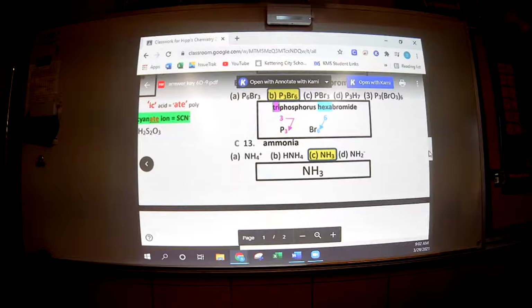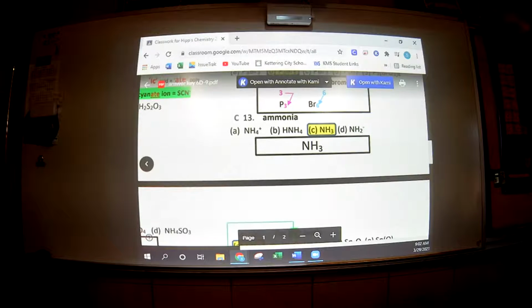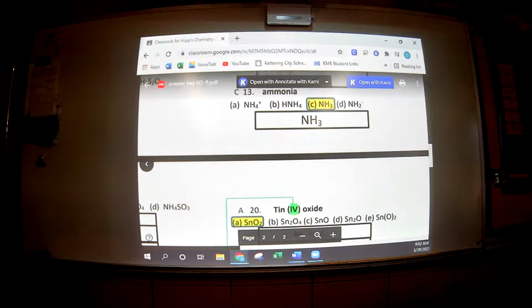Number 13's a tough one. What did you have to do on 13? This is one, sort of like water. Water's not called dihydrogen monoxide, H2O. It's called water. Ammonia is seldom called nitrogen trihydride. It is just NH3. That is the common name. It goes by the common name more than it goes by its actual chemistry name. Ammonia is one you're just going to have to know is NH3. Chem 1 students should know that.